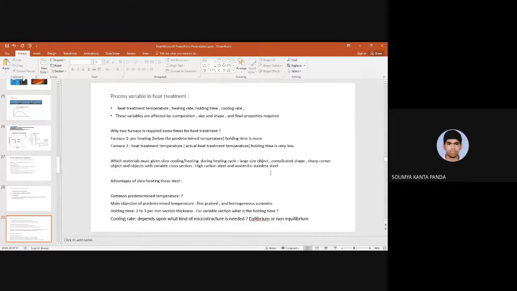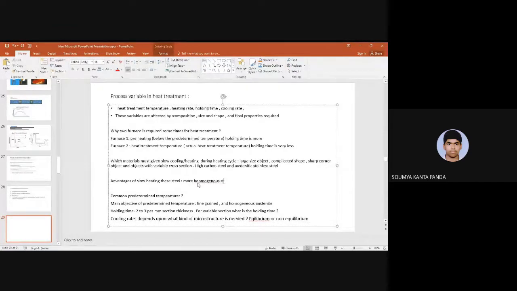Similarly, the same thing happens to high carbon steels. So what is the advantage of slow heating of the steel? One advantage is a more homogeneous structure. We can prevent stresses, thermal stresses, or you can write, we can prevent residual stress inside the material, and get a more homogeneous structure.